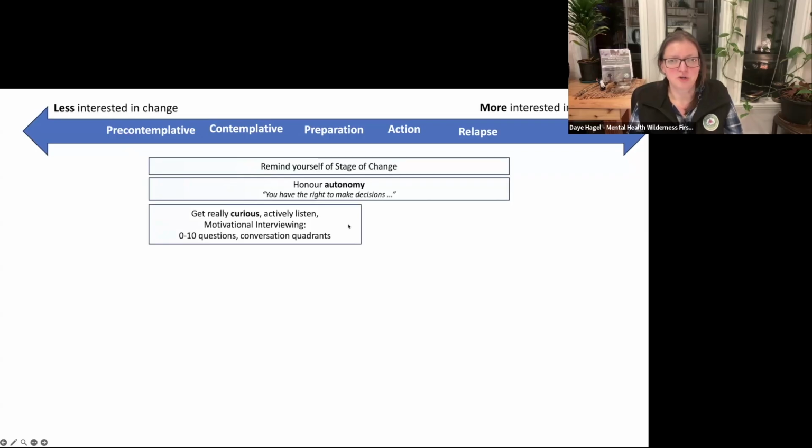You can get really curious, especially if the person is in one of the earlier stages of change. So your active listening tools are good here. In the 40-hour course, we talk a little bit more about another subset of tools called motivational interviewing. Motivational interviewing is a whole field that you can get very trained in. But we talk about some brief tools for helping support folks who are in earlier stages of change through a motivational interviewing lens. One of them is scaling questions, and scaling questions are just 0 to 10 questions.